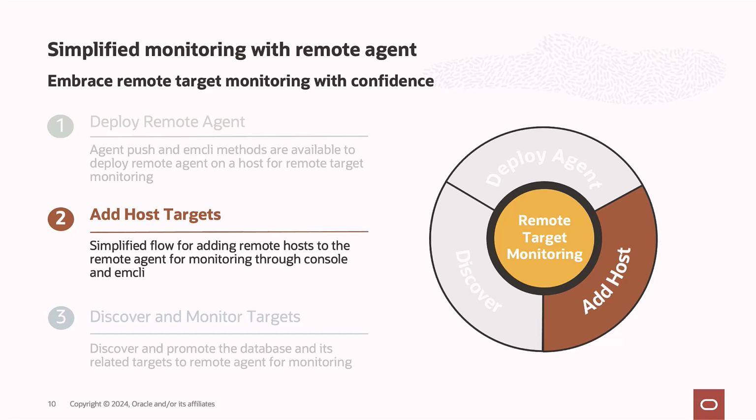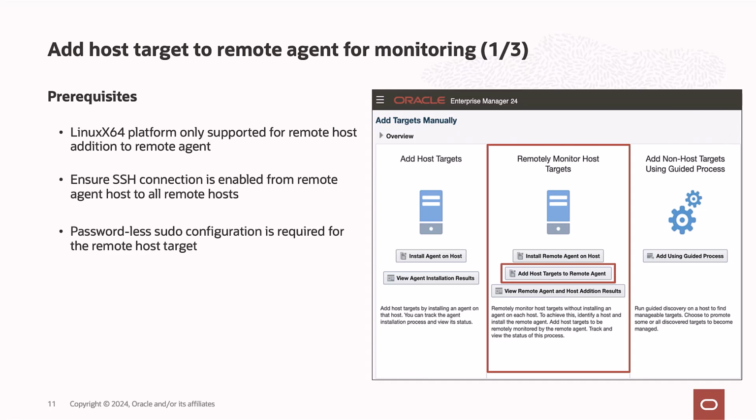Let's see how to add remote host targets to the remote agent that we have deployed in step 1. Again, let's go over some of the prerequisite checks before we add the remote host to the remote agent for monitoring. First, it is important to note that the Linux x64 platform is supported for remote host addition to the remote agent. In future, we will add more platform support.